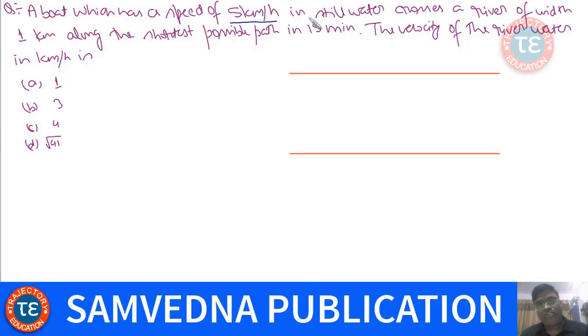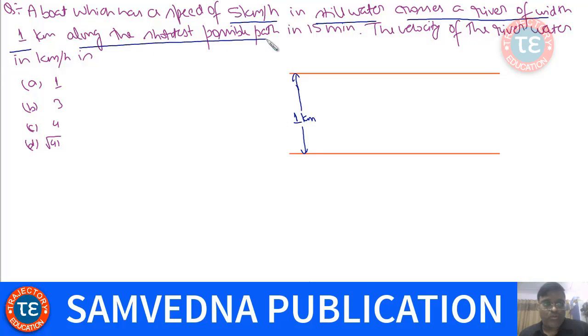Again, read the question. A boat which has a speed of 5 km per hour in still water, that is, when water is at rest, the velocity of the boat is 5 km per hour, crosses a river of width 1 km. The width is 1 km. And I want the boat to cross the river in the shortest path.